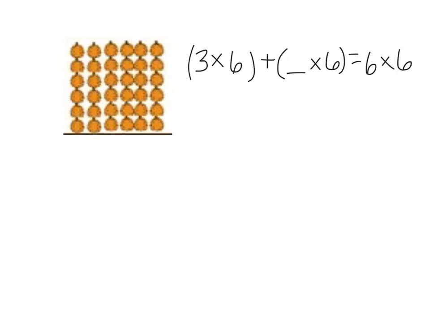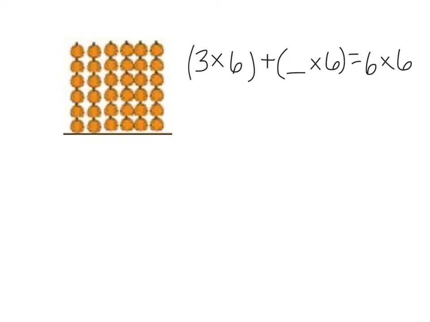Well, I'm working on this math problem and I'm stuck. Can you help me? Sure. Can you tell me about the problem? Well, I've got an array of pumpkins and it says 3 times 6 plus blank times 6 equals 6 times 6. And I'm not sure how to figure out that blank.